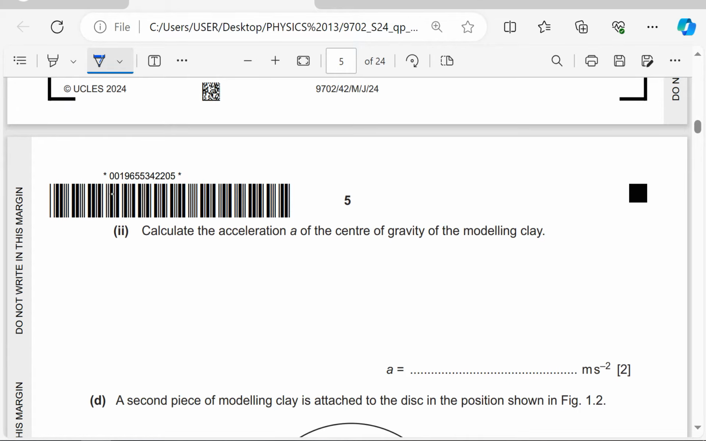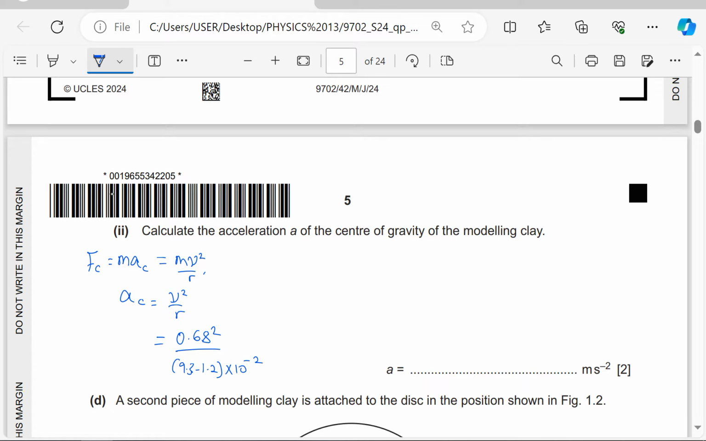Calculate the acceleration A of the center of gravity of the modeling clay. Of course, the force acting here, we know this is the centripetal force, which is the mass times the centripetal acceleration. But of course, we know that centripetal force is mv squared divided by r. So when I compare the equations, it means the centripetal acceleration is going to be simply v squared over r. So I'll substitute here. It will be 0.68 squared divided by r, which is 9.3 minus 1.2 times 10 to the power of minus 2.